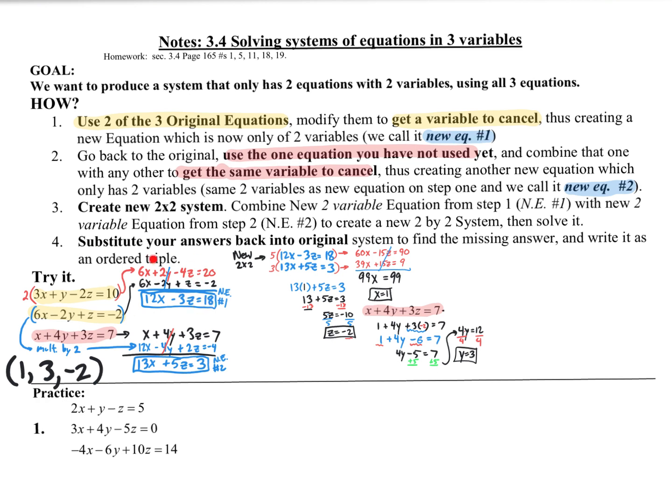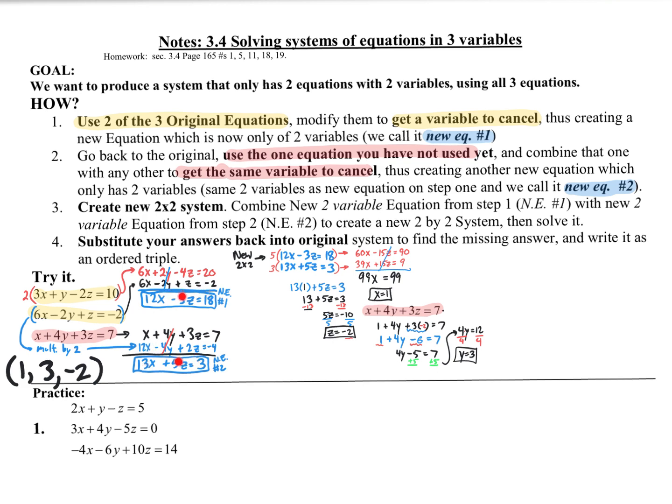This right here is barely step 1. Moving on to step 2, go back to the one you haven't used. That's this red one right here. I rewrote it, and we took the middle one and modified it by multiplying it by 2 to get the same variable to cancel, thus giving us a new equation number 2 for step 2. So we have equation 1, equation 2, that's your first step.